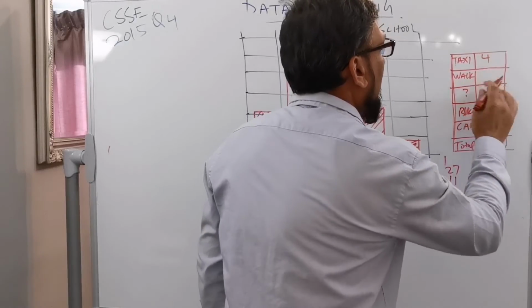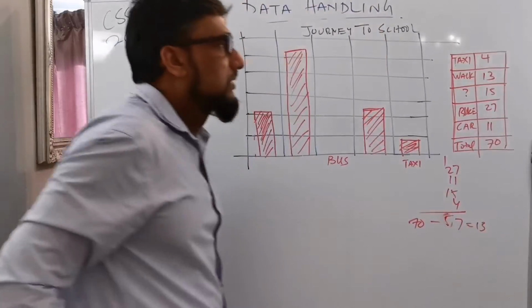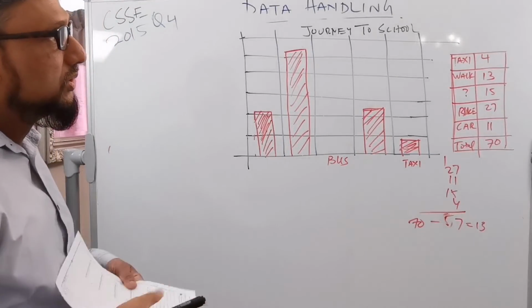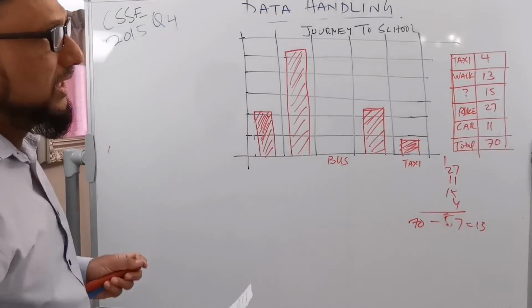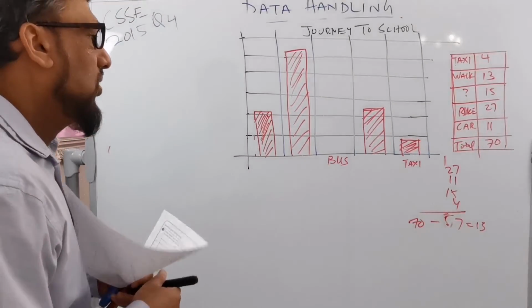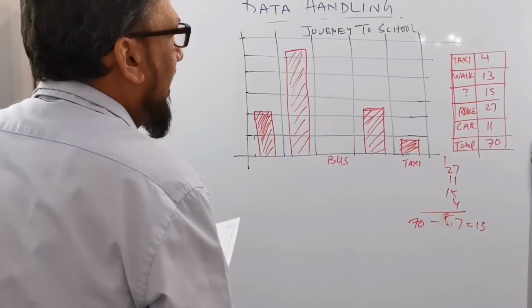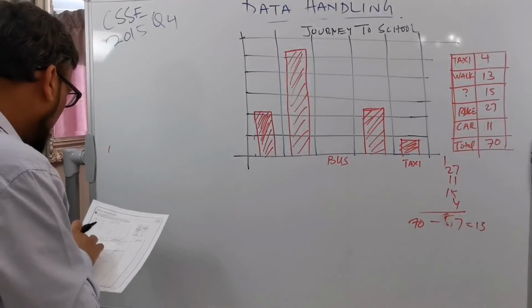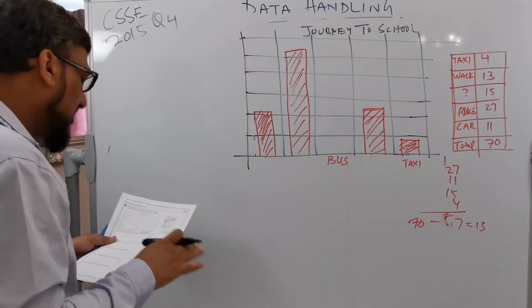So it means 13 are doing by walk. Now we need to find out as per the question. Question number 1: on the bar chart, add 3 missing labels under the axis.